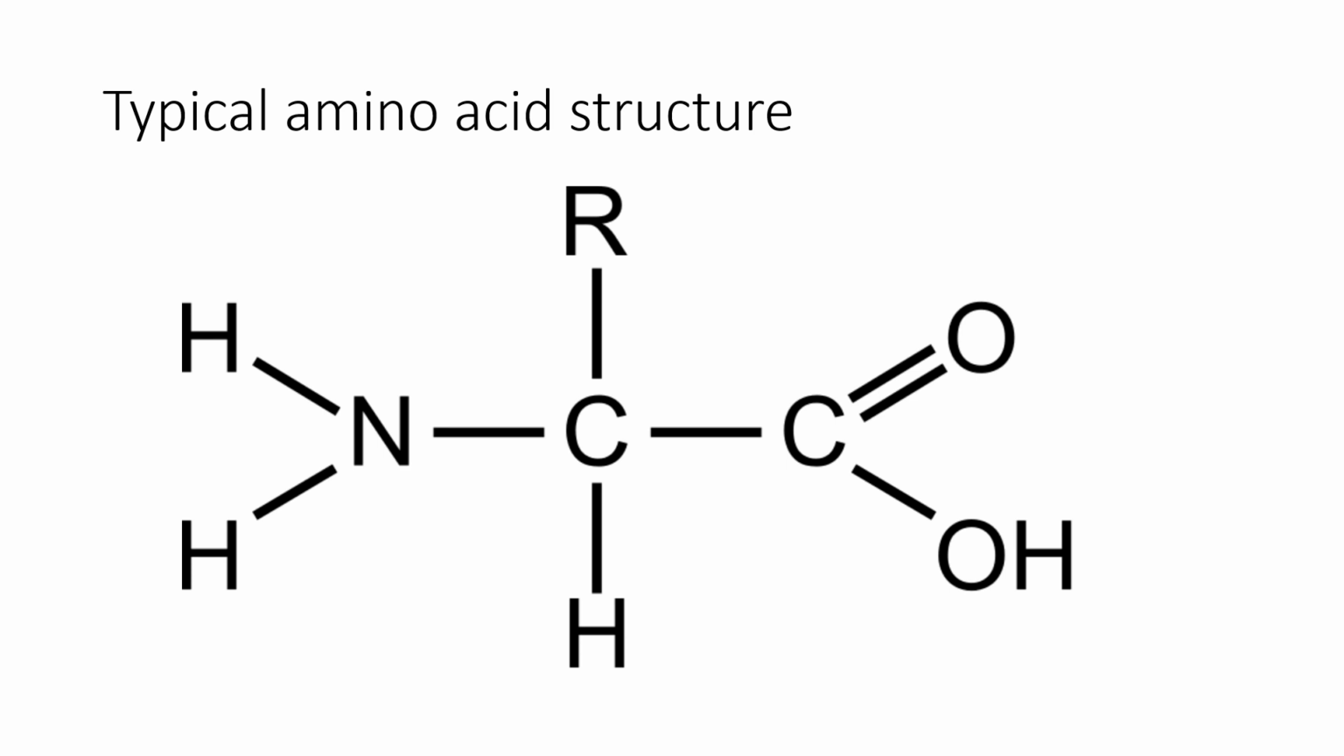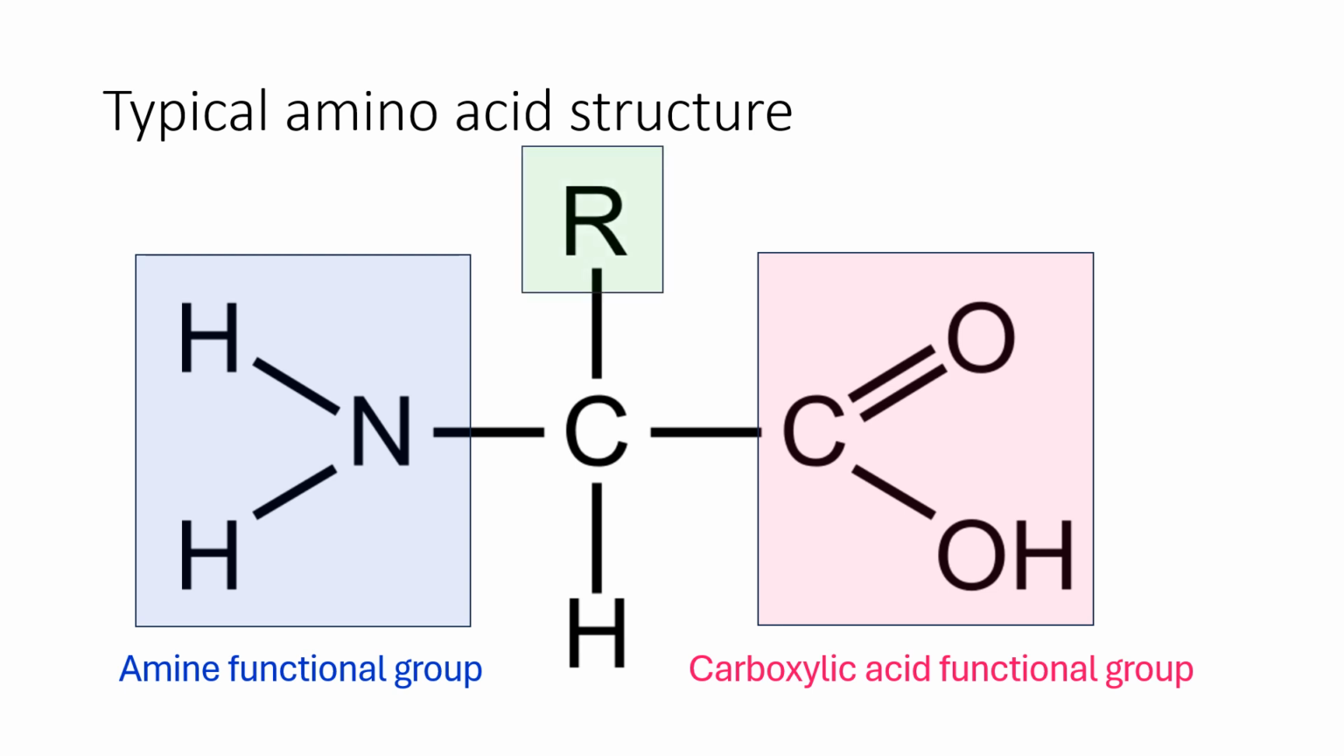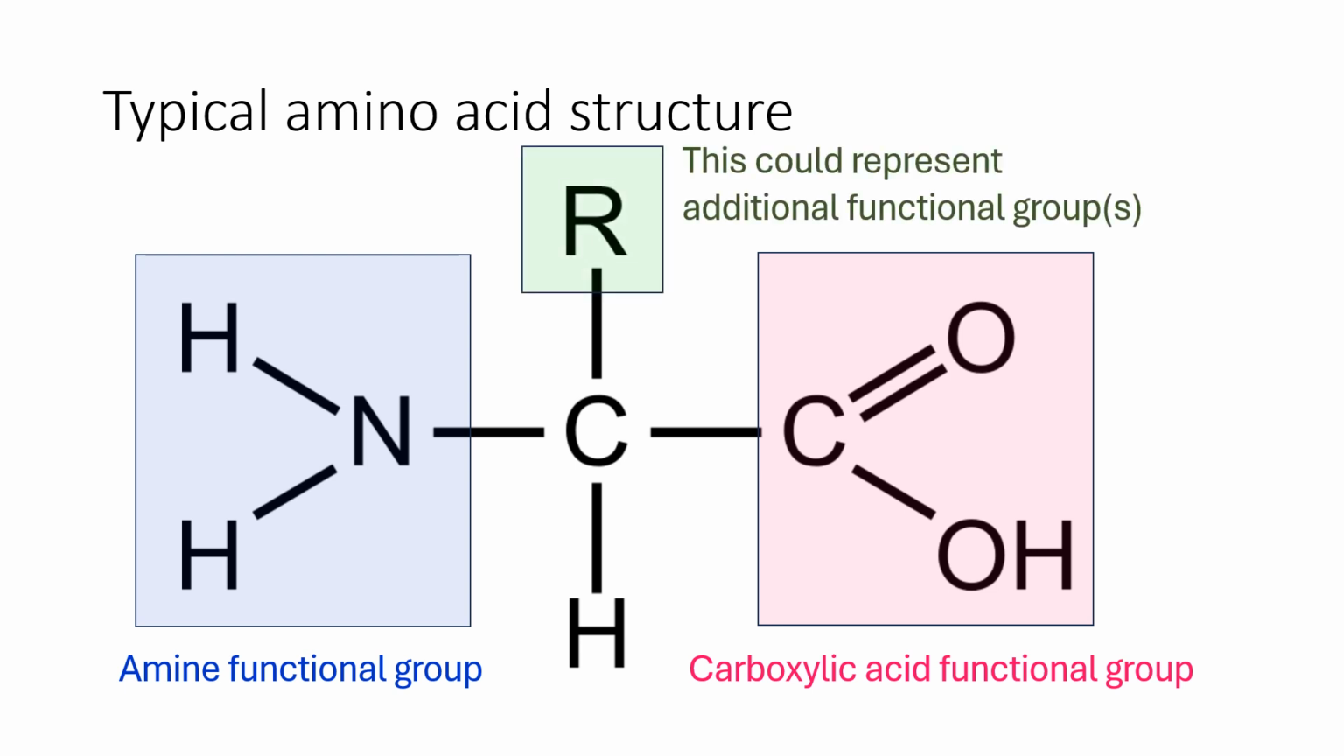So here's your typical amino acid structure. You've got an amine group and a carboxylic acid group on either side of a carbon atom attached to a hydrogen atom, and then you've got an R group which can potentially be additional functional groups. This is called an alpha amino acid template. So when they talk about alpha amino acids, this is the kind of thing they're talking about.